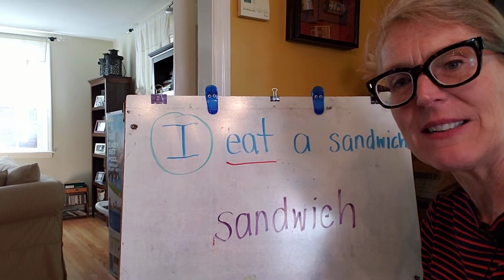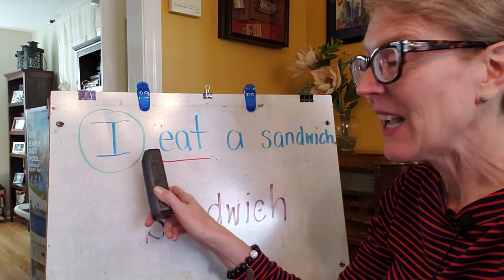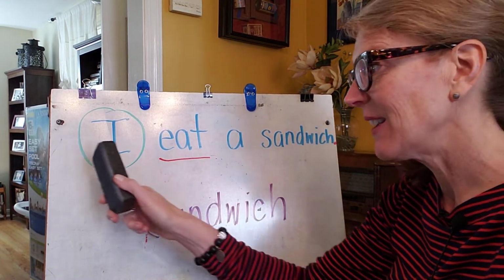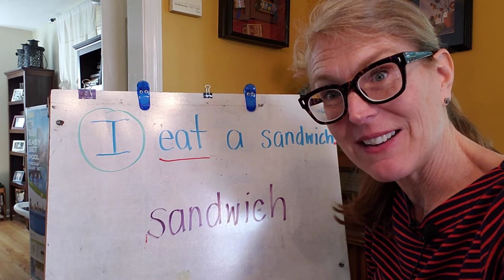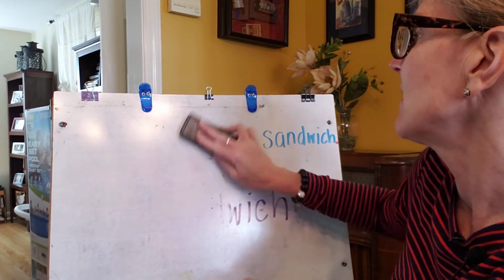Is that a complete sentence? It is. I have a naming part. I have my action. I have my punctuation. And I have a capital letter at the beginning. Okay. All right. We're going to practice writing complete sentences.